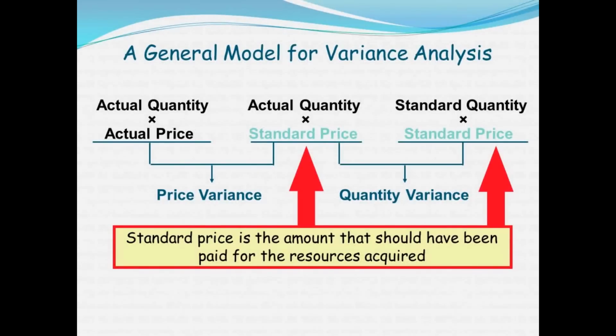The actual price is now what you actually paid. Aluminum is a commodity. There was a run on aluminum. It's now $2.55, when you thought it was going to be $2.40. And so you're comparing actual quantity versus standard price.